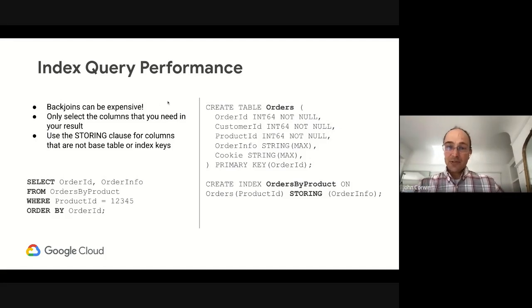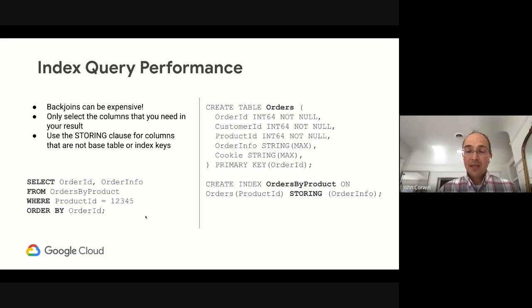This operation is called a backjoin, where you query based on an index, but you also have to involve the base table. So a few techniques that we can use here. One, only select the columns that you actually need in the result. Select star can be expensive. So here, let's say that I've determined that my query actually only needs the order ID and this order info column. I'm just going to select those instead of selecting star.